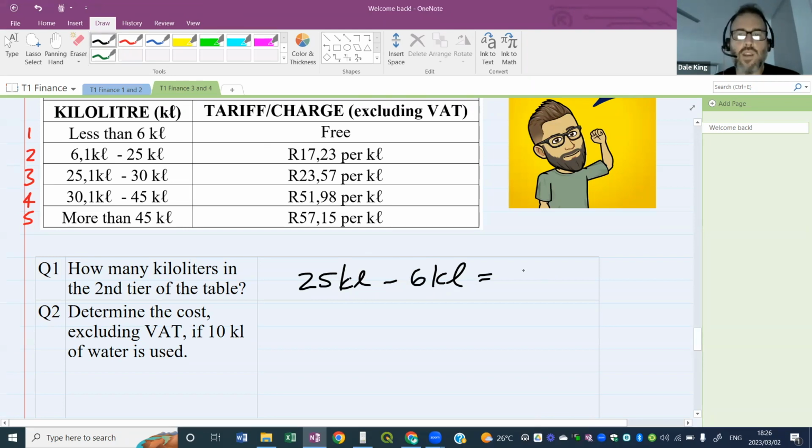So we should have 9 kiloliters of water in this category. 18.9? Oh, my bad. I'm not on form tonight.